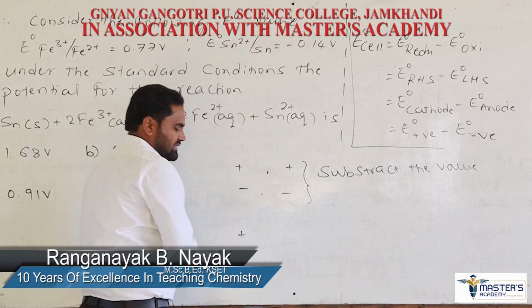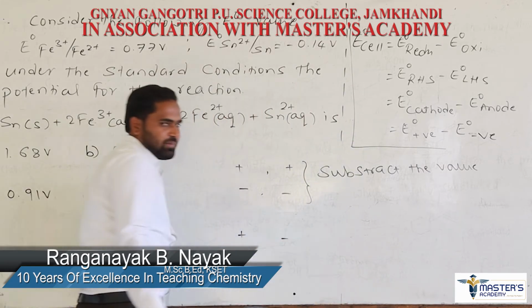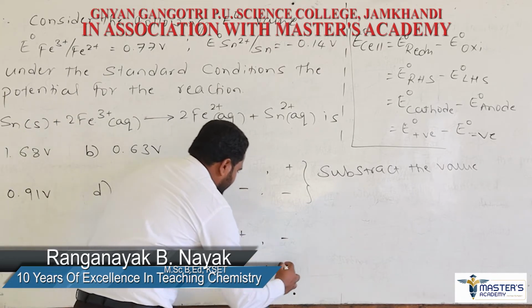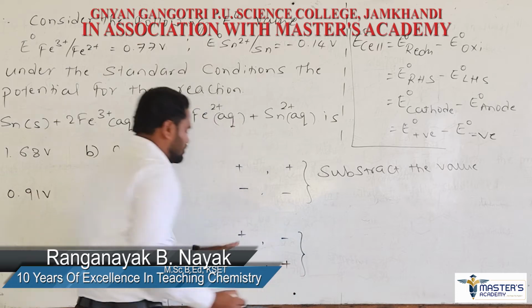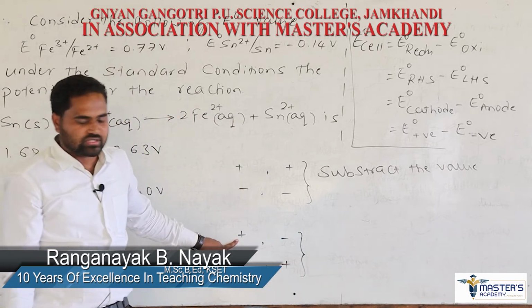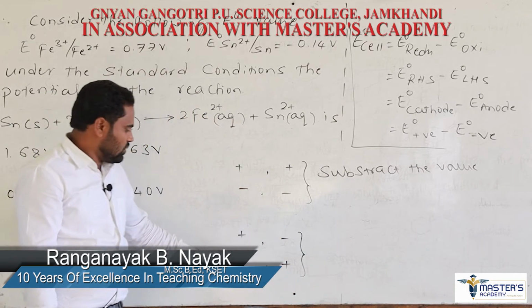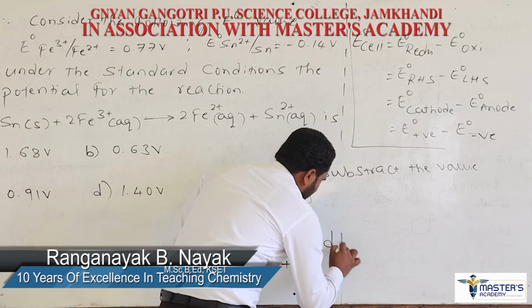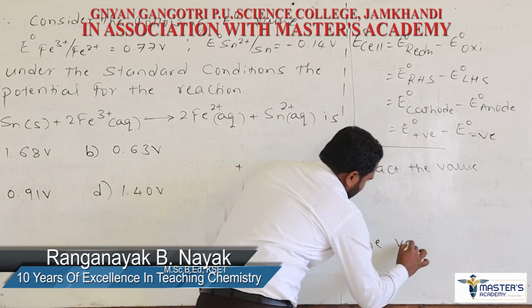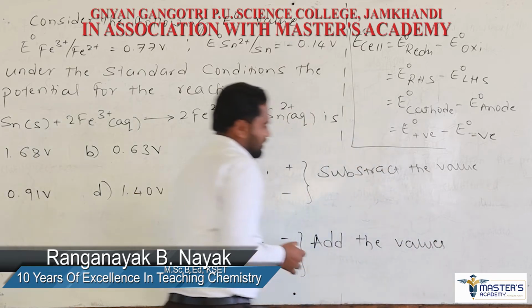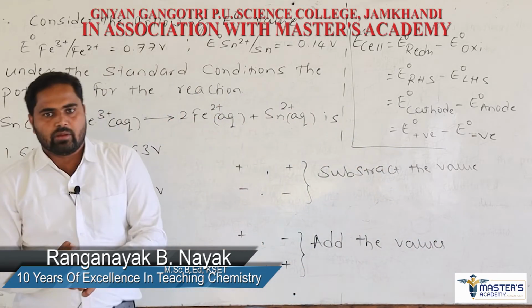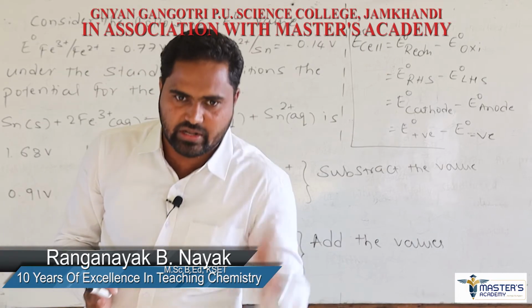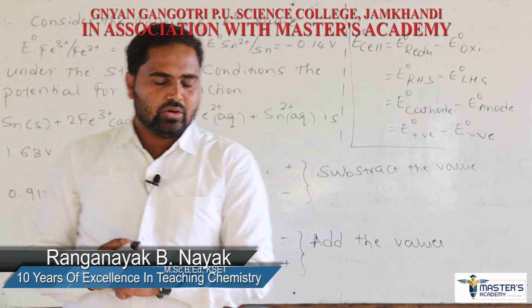Suppose one value is positive and the other value is negative. Suppose one value is negative and the other value is positive. Two different signs are there: one is positive, another is negative; one is negative, another is positive. Then what do we have to do? Add the values. And one more point you have to remember: the E0 cell value is always positive only. I thought it's clear. Okay.